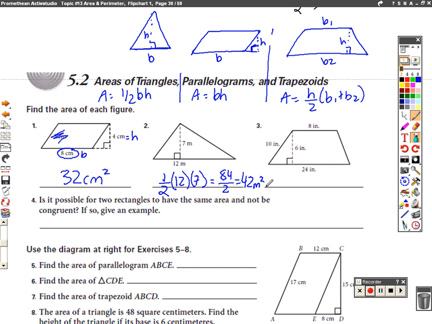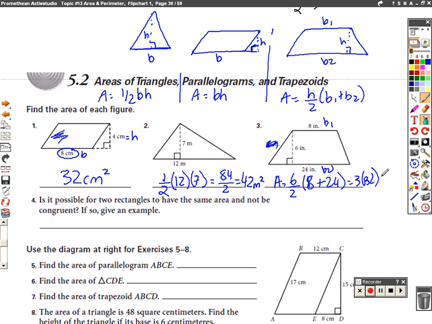All right, last but not least, we got trapezoid. Find your height. That's right here, your height. And your height goes between the two bases, which means these are my bases. And this guy over here is irrelevant. We don't need him. So we're looking at h over 2, which is 6 over 2, times b1, which is 8, plus b2, which is 24. So this is 3 times 8 plus 24 is 32. And 3 times 32 is 96 inches squared.